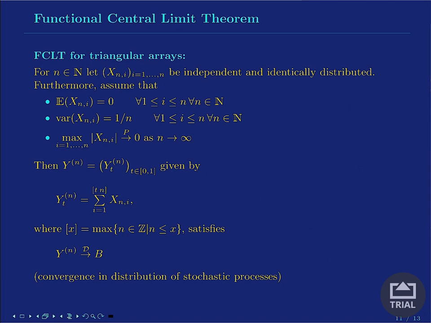So independent identically distributed, mean 0, variance 1 for the sum are our standard assumption, and in addition we have this assumption here that the maximum of the xni converges to 0 as n tends to infinity. Then the partial sum process yn(t) is asymptotically distributed like a Brownian motion.